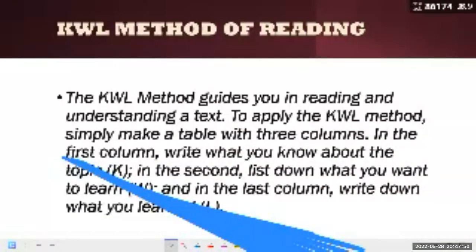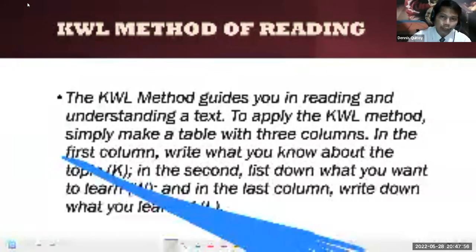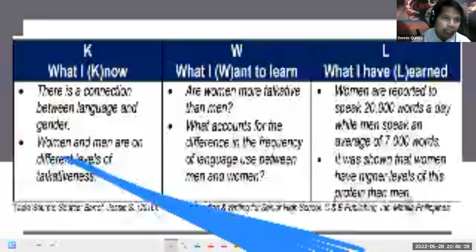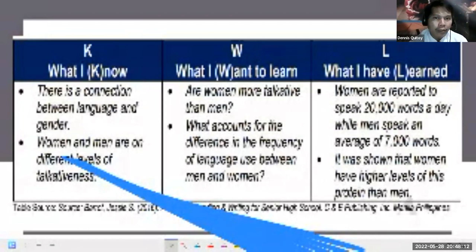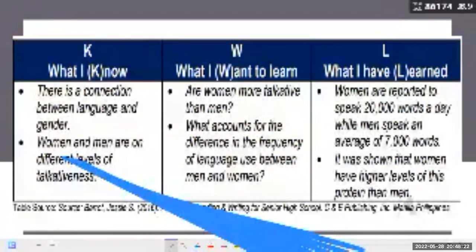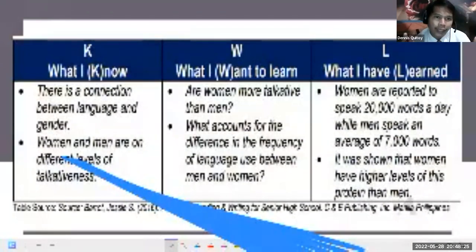KWL. This KWL method guides you in reading and understanding a text. To apply the KWL method, simply make a table with three columns. So you make three columns like this. K is what I know, W is what I want to learn, and L is what I have learned. So the first column is what you already know from your reading, the second is what you want to learn, and the third, L, is what you have learned. Okay?